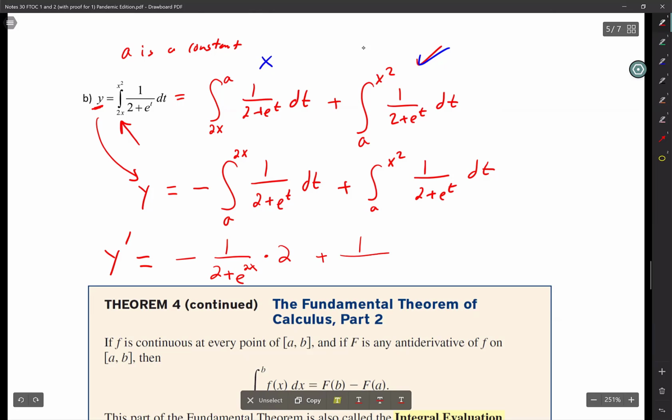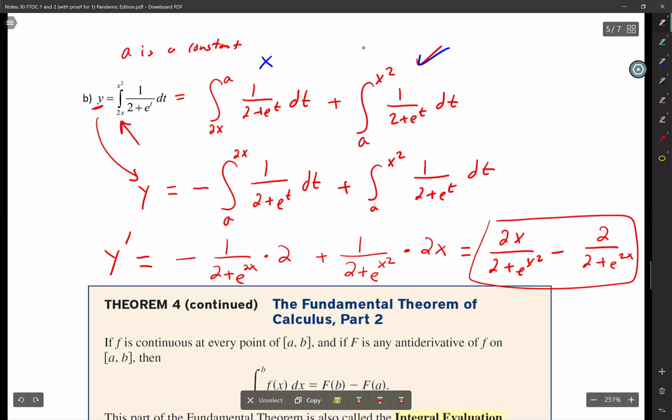Plus 1 over 2 plus e to the x squared, because that says t, times, what's the derivative of x squared? 2x. If you check the answer in the back of the book, well, this one came from a book, they would have told you 2x over 2 plus e to the x squared minus 1 over, oh, that's a 2 now, 2 over 2 plus e to the 2x, and leave it alone right there. You could actually leave it alone here as well, but you might not see that answer as a multiple choice.